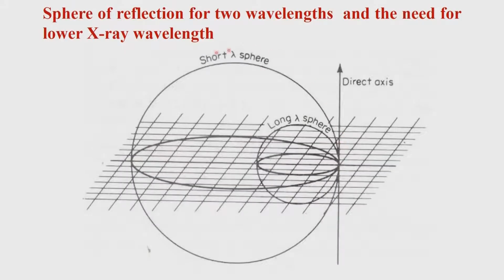That means if we use shorter wavelengths, shorter lambda, we will have a larger sphere of reflection, and for a longer lambda, the longer values of lambda, we will have a smaller sphere of reflection. So the larger this sphere of reflection, the better it is. So between copper and molybdenum, molybdenum is the preferred radiation for determining the crystal structures in general.